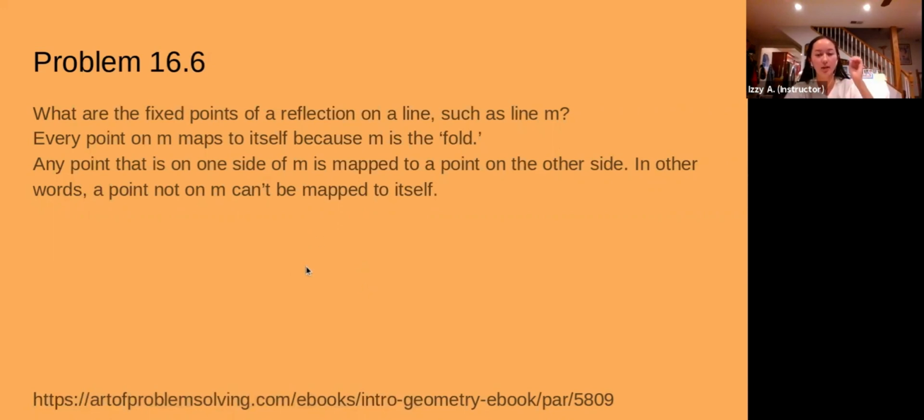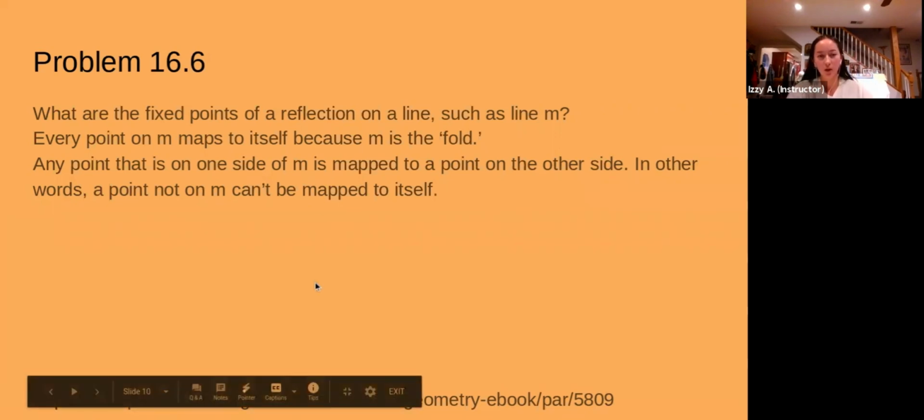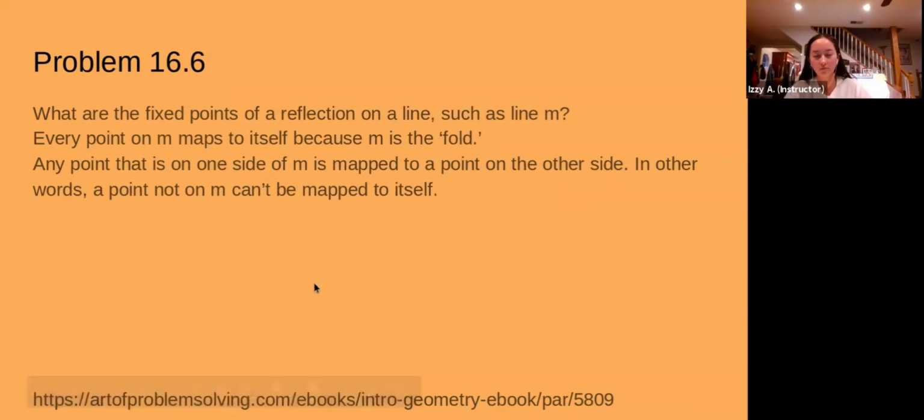But if you had a point on line M itself, you can't exactly reflect that over the line because it's actually on the line itself. So it's just going to stay there. And yeah, I think that's pretty straightforward.